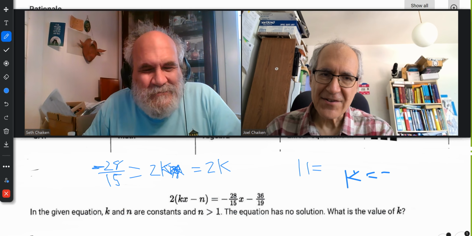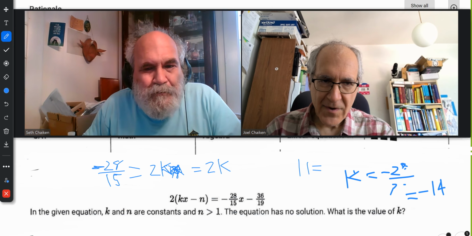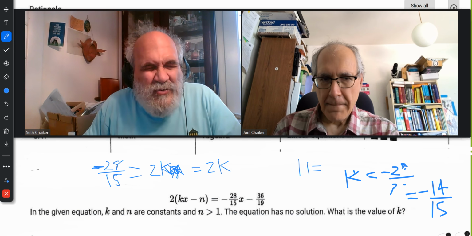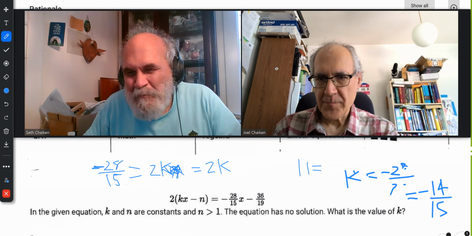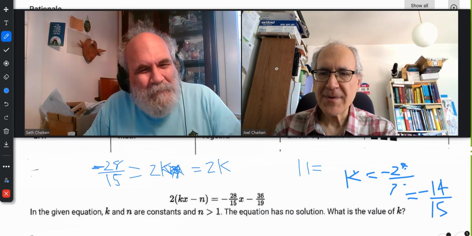K equals negative 28, which you can simplify to negative 14/15. Yep, that looks right. You can do the arithmetic really quick by noticing 28 is even. Then you can cut 28 in half immediately.